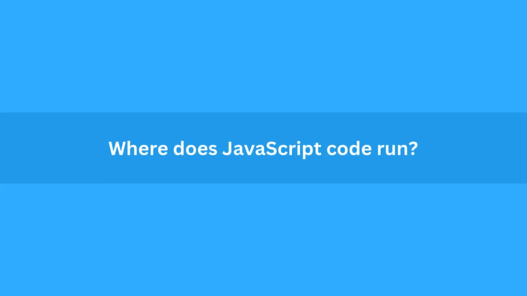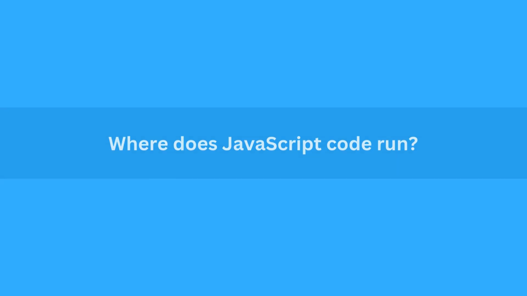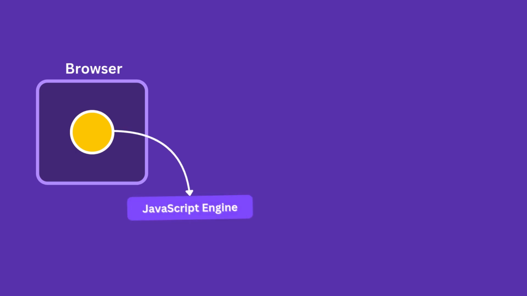Where does JavaScript code run? Originally, JavaScript was designed to run only in browsers. Every browser has what we call a JavaScript engine that executes JavaScript code. For example, the engine in Firefox is called SpiderMonkey, and in Chrome, it's V8. But here's where things get interesting.